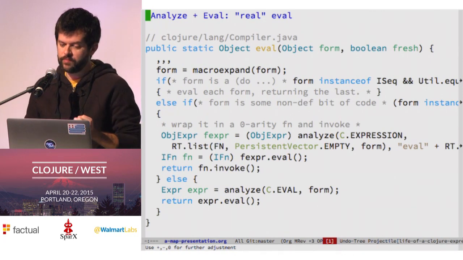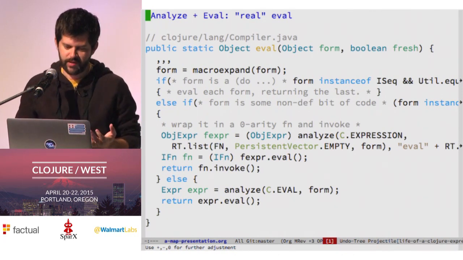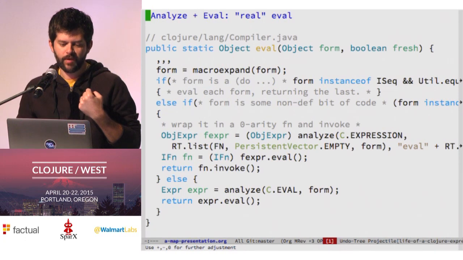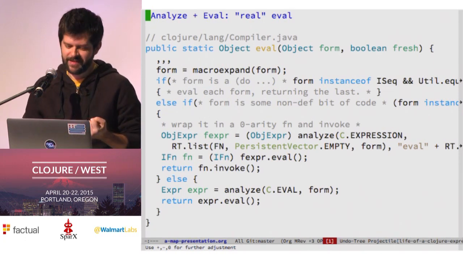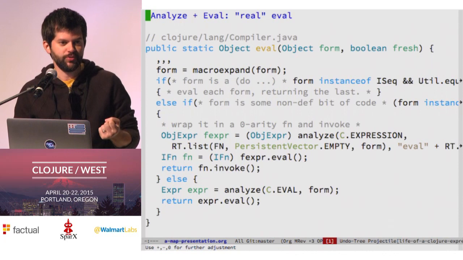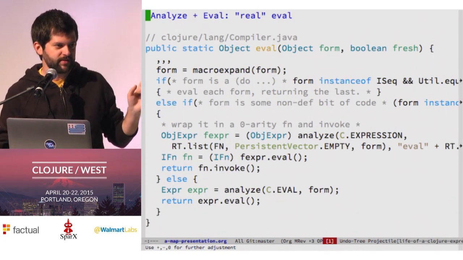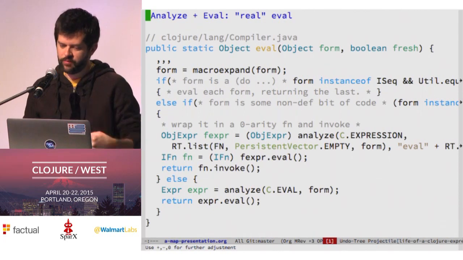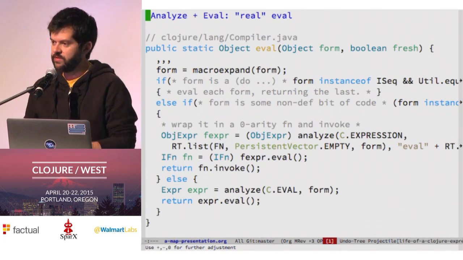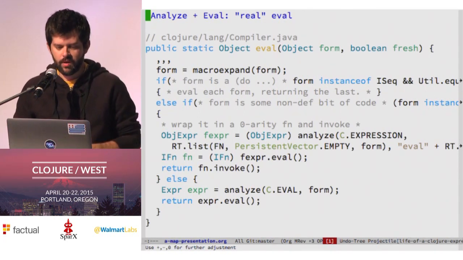So now we've got a form that's been macro expanded. The first thing that eval does is, if the form is a do, it basically unrolls that do and just pretends all the stuff in the do is at the top level. So it just evals each form and then returns the result of evaling the last form.